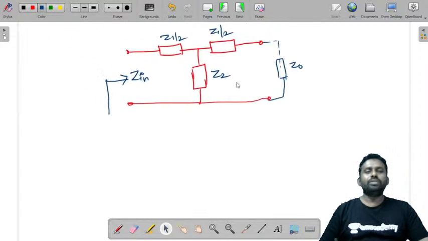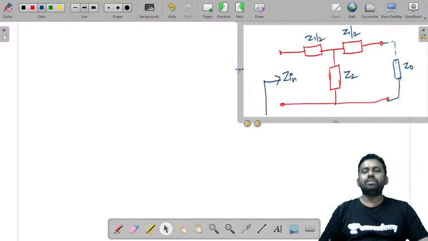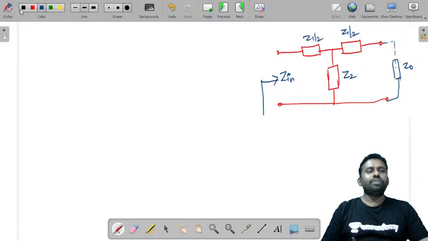So this is the T network that we have considered, which is terminated with some impedance of Z0. From this, we will try to calculate Zin, the input impedance.